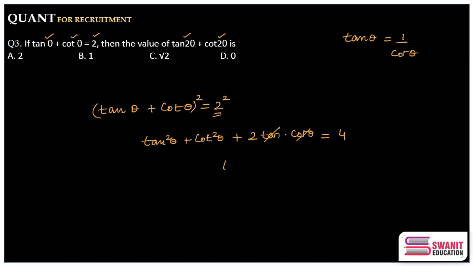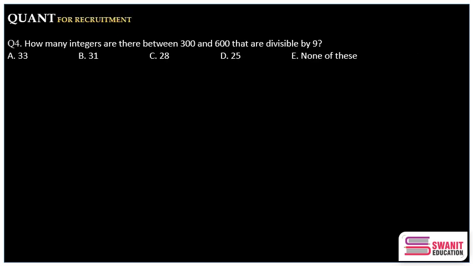So which means my tan square theta plus cot square theta in this question comes out to be 4 minus 2, and that is 2. Such an easy question, and therefore my answer becomes option number A. Let's look at some more questions very quickly.